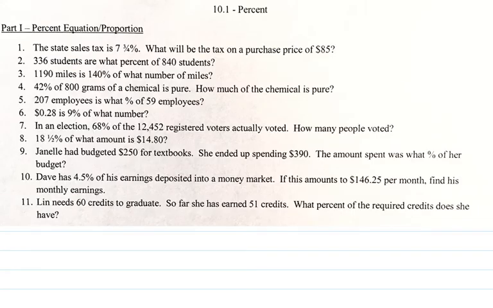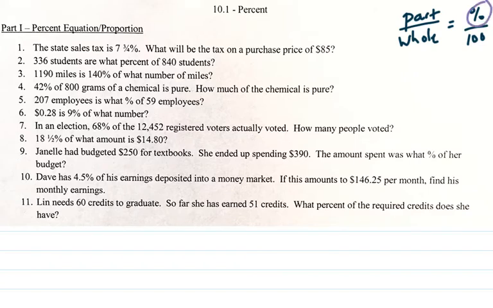So let's first look at this. The first thing we want to look at is percent equation or proportions. Now, I actually like to do these kinds of problems as a proportion. And my general rule of thumb for thinking about this is to think of my part out of the whole is equal to my percent out of 100. Okay? Part out of the whole is equal to the percent out of 100.